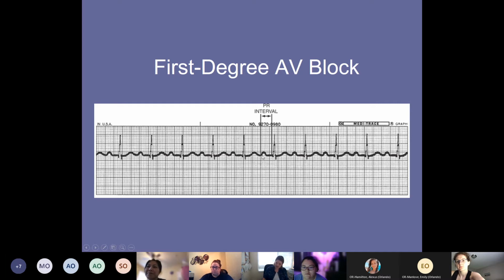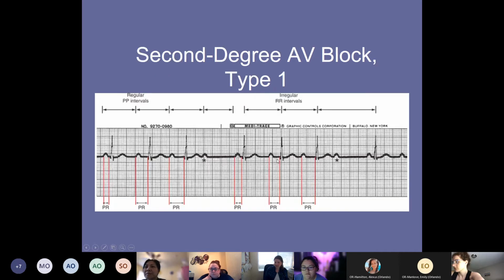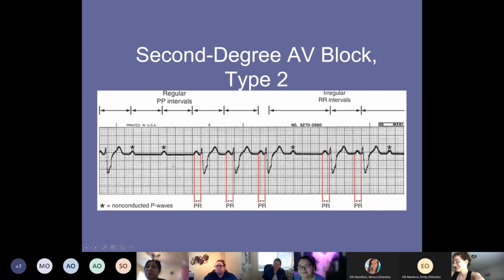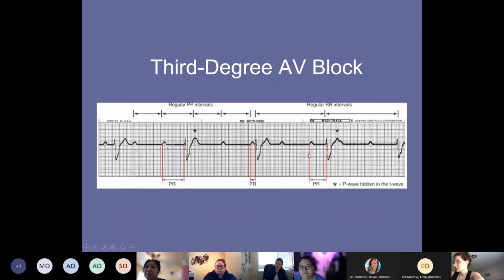But every night, there's the wife, the SA node. She's waiting, and he comes home late. And then 2nd degree AV block type 1 is he comes home on time, and then the next night he comes home later, and then one night he doesn't come home at all. The drama. Type 2, some nights he comes home, and when he does, he's always on time. But then some nights he just doesn't come at all. And then this is, like Grace said, a divorce. She's doing her thing, he's doing his thing. There's no relationship in this PR interval at all.